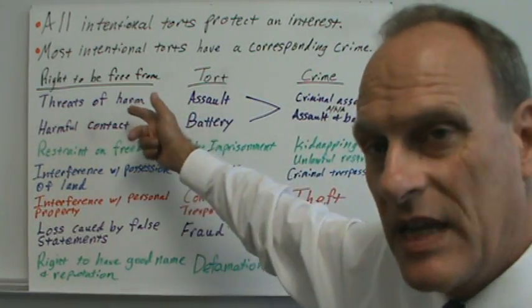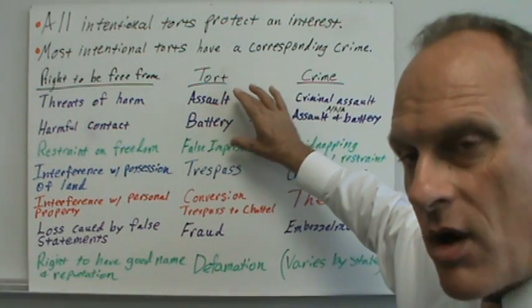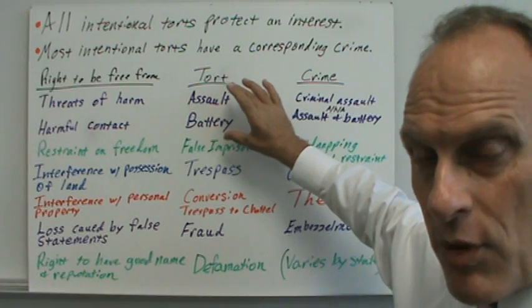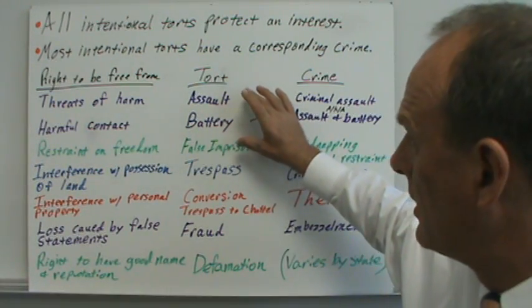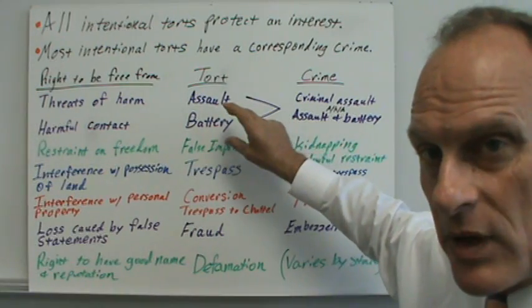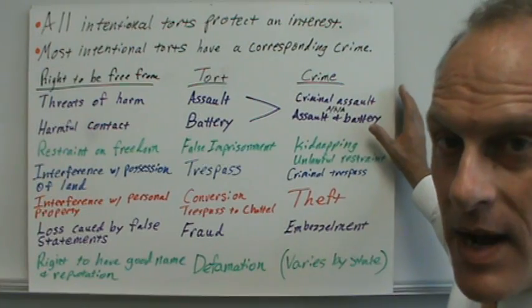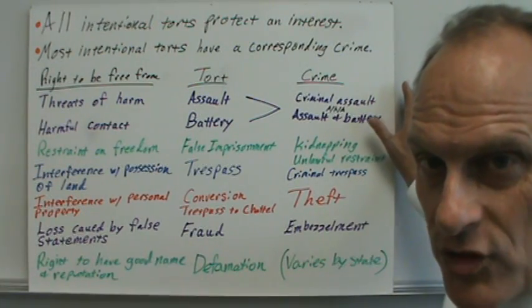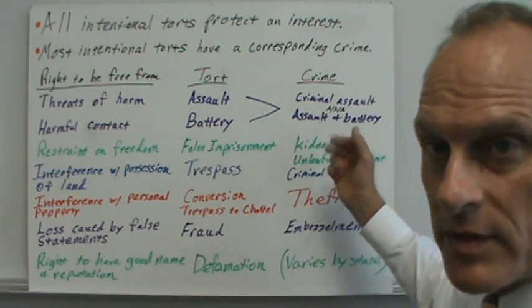But the point is, these are the interests that are being protected by this private cause of action brought by a private citizen, a private individual, or a person, called assault or battery, versus the crime, that criminal cause of action brought by the district attorney or a prosecutor of some sort, called assault and battery, or criminal assault in some places.